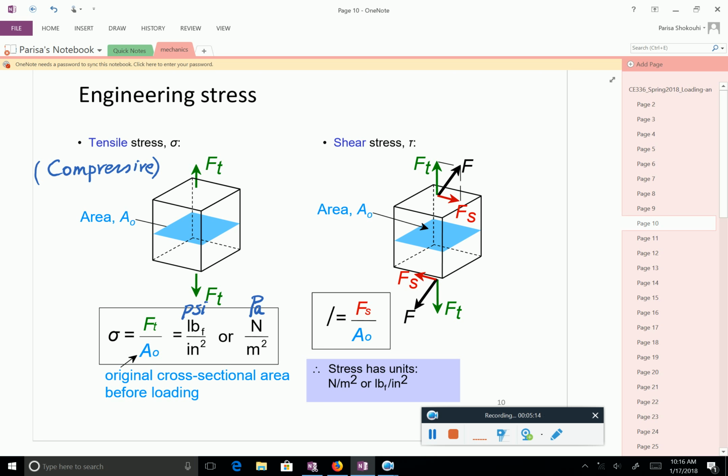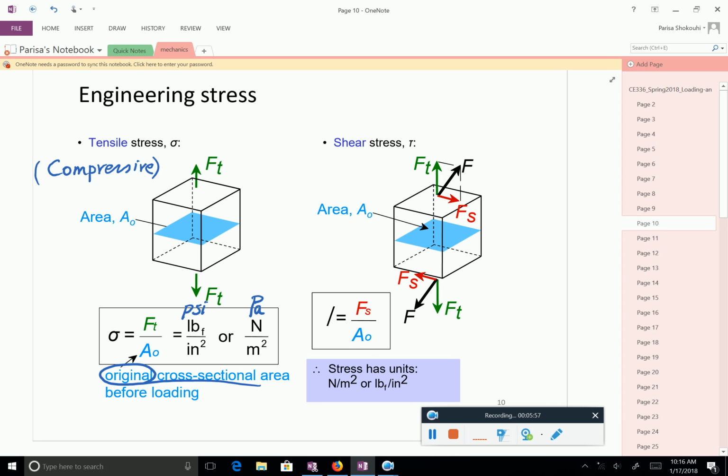Why do I call this engineering stress? Does anyone remember from mechanics of materials? Don't scare me, you remember. Why is it engineering stress? Why not just a stress? Because we are dividing the force by the original area. So this word original here is key to make this an engineering stress.